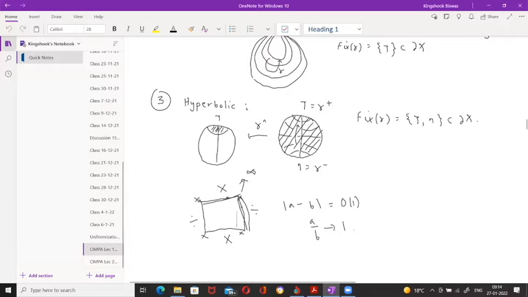So what happens is points will move along the geodesic towards one of the fixed points on the boundary. So that fixed point is called the attracting fixed point and denoted gamma plus. And points will move away from the other fixed point. So that fixed point is called the repelling fixed point and it's denoted gamma minus.